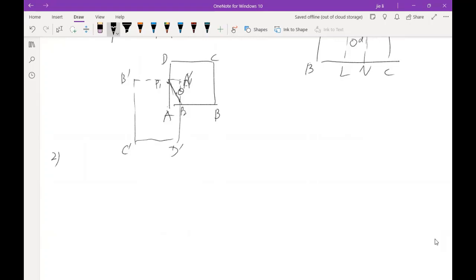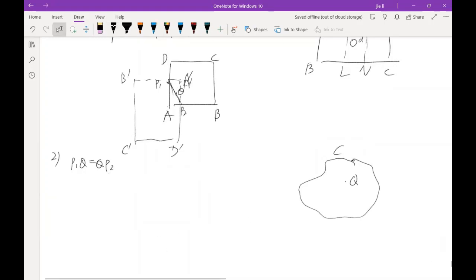Second problem, this one. You have a closed curve on the plane. Let's call it C. And you have a point Q inside this curve. Now you are asked to prove there exist two points P1 and P2 on C such that P1Q equals QP2. So the same thing. How do we do this one? What shall we do with this?